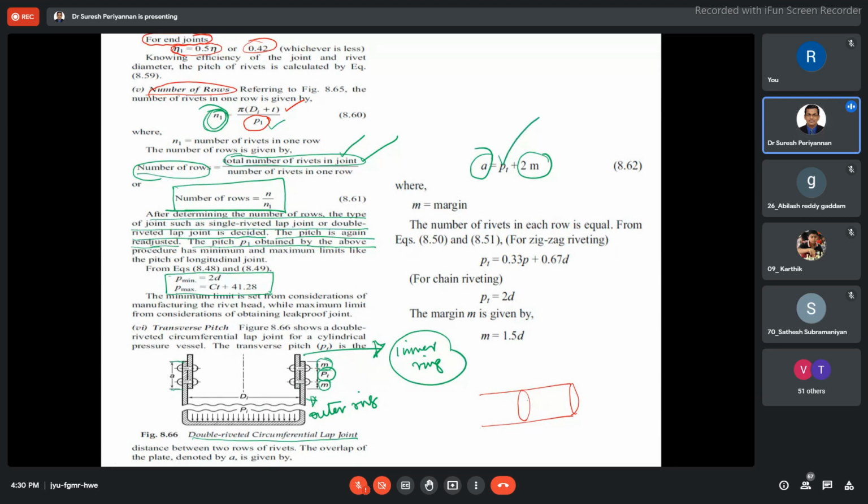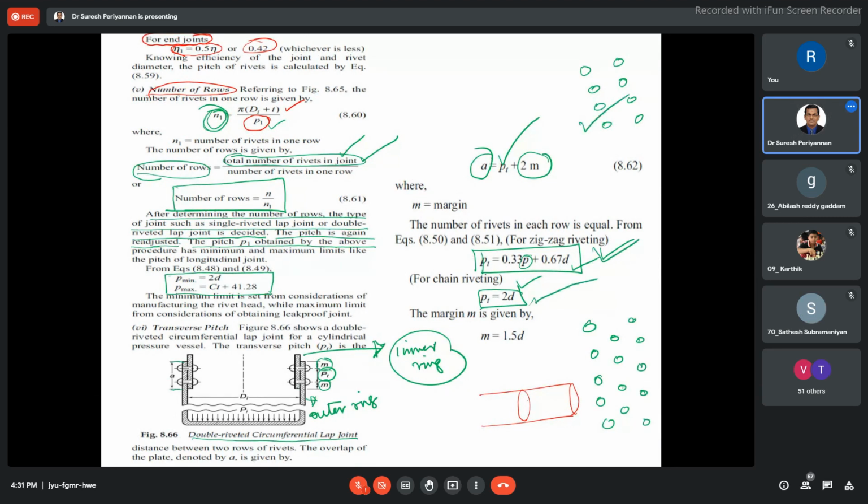Now here, this is a standard condition, they have given for zigzag riveting and chain riveting. For zigzag riveting, 0.33p, this is the pitch, plus 0.67d. Now for chain riveting, zigzag riveting means the rivet rows are not chain type. This is chain type. These rivets are offset. One row like this, one row like this, one row like this. For this type of rivets, we have to use this formula.